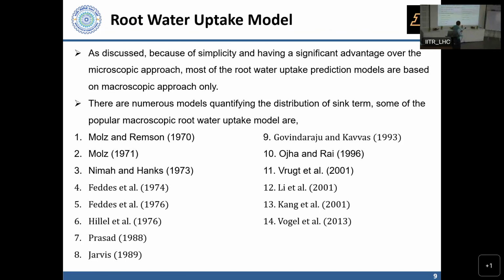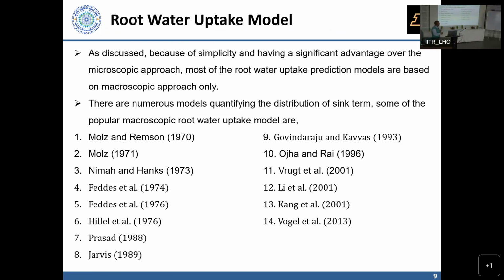But what Molz and Remson first assumed is that irrespective of where it is, every part of the root takes water at this constant rate. Then there were improvements. Then Prasad gave a linear root water uptake.